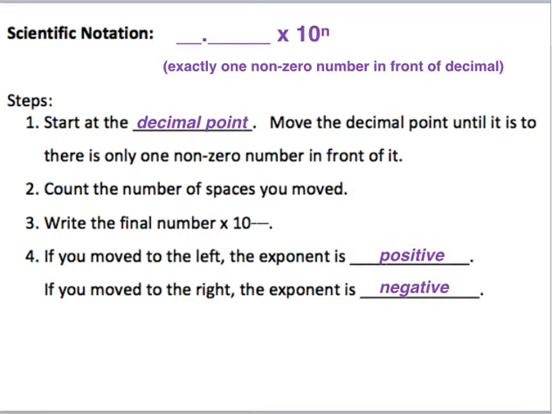Here are your steps for rewriting a normal number into scientific notation. First, start at the decimal point, and then count jumps as you move the decimal point until there is only one non-zero number in front of it, which is the goal. It would make it look like this. Count the number of spaces or jumps you moved that decimal point, and that tells you what the power on the 10 is. If you moved the decimal to the left, shrinking the number, then the exponent is positive. If you move the decimal to the right, making the number grow, then the exponent is negative. Let's go through some examples.